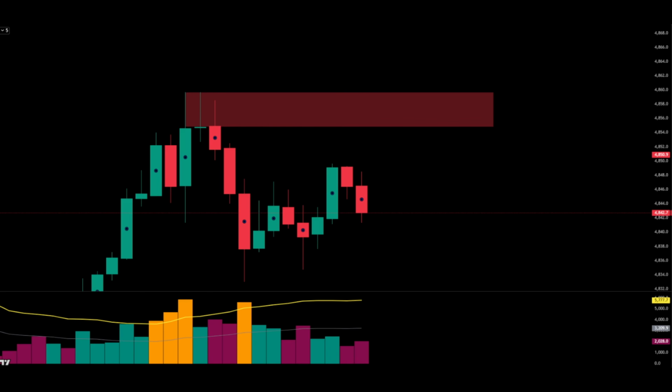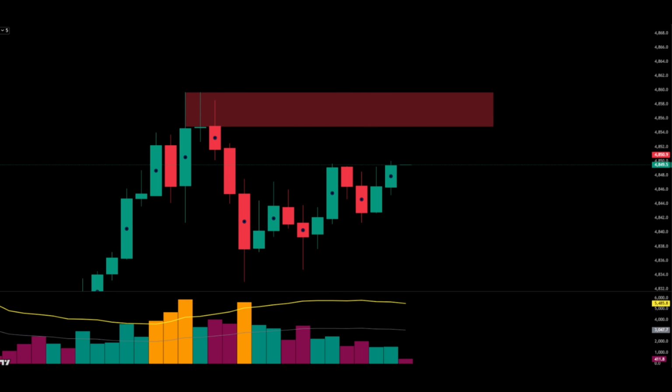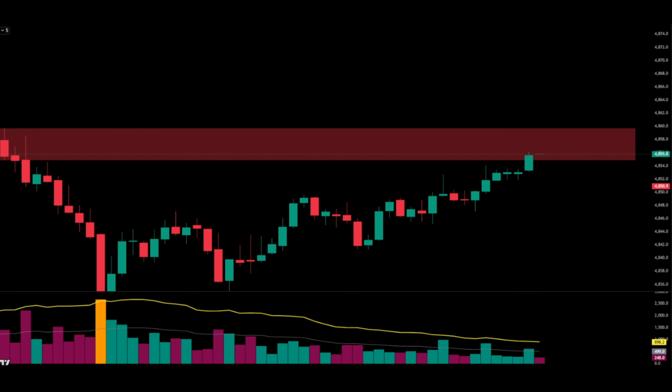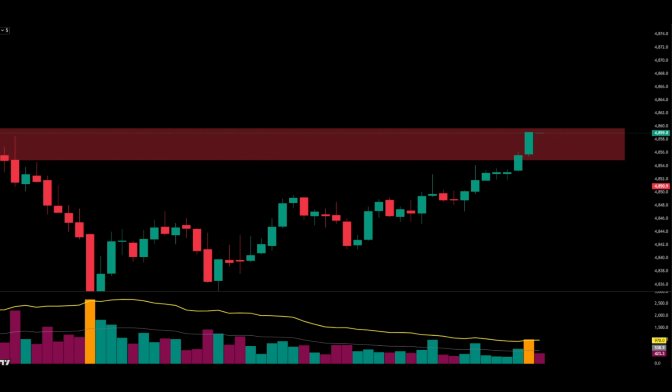Now let's talk about how to trade it. After marking your resistance zone, you wait for price to come back into that level. Drop down to a lower time frame, like the 5-minute. What we're looking for is volume to step in again.